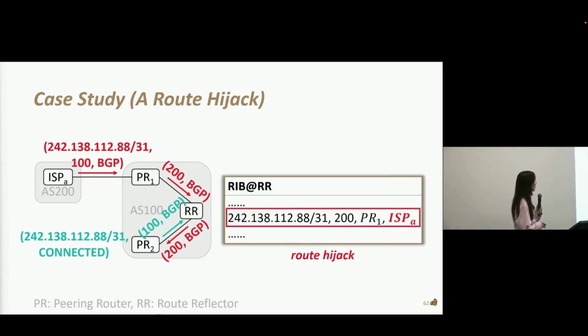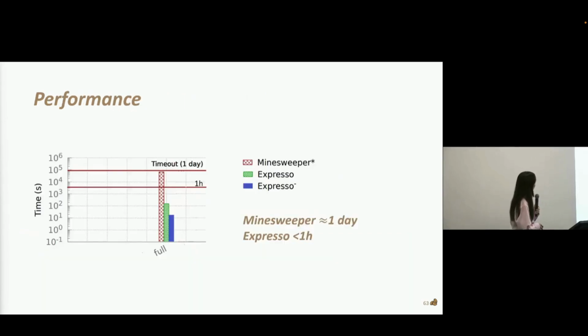And Expresso finds this route hijack by finding this symbolic route in the route reflector's symbolic RIB. And this figure shows the performance of Minesweeper and Expresso to check route leak freedom on the full topology of CSP1. It shows that Minesweeper uses nearly 1 day, while Expresso can accomplish it within 1 hour.